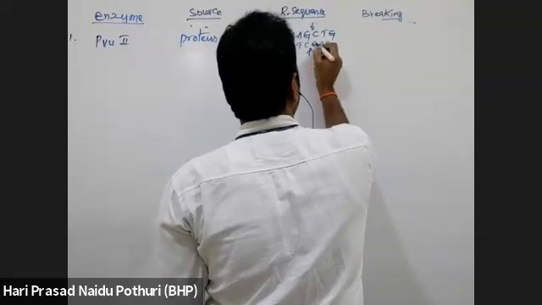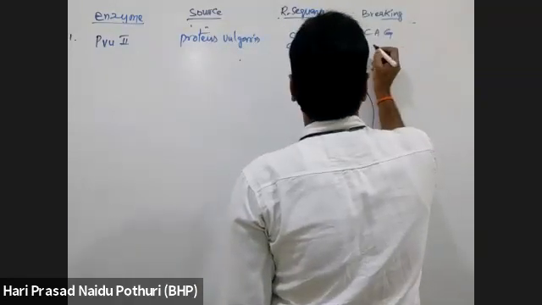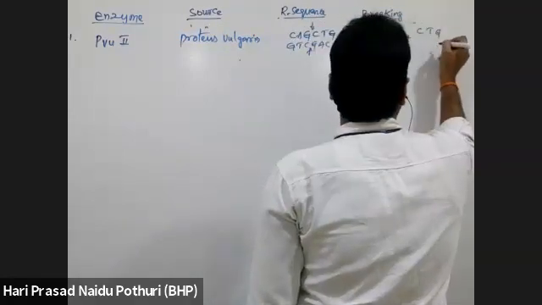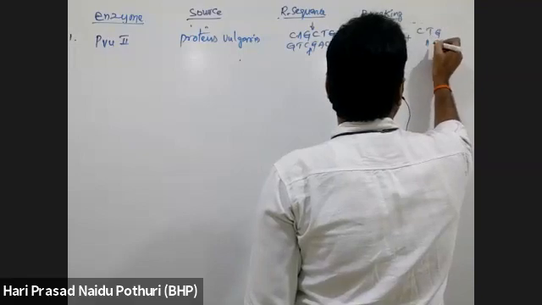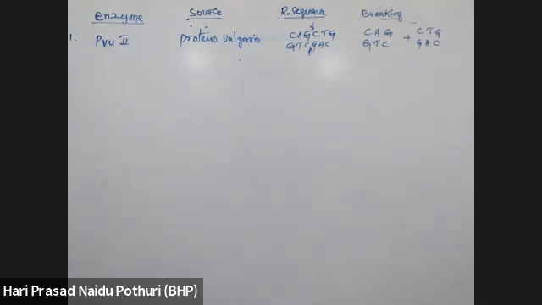CAG. So bond is broken down like this. This is one fragment. Another fragment is forming like this. 2 fragments are possible, but the 2 fragments have blunt ends or even ends. Even cuts are present on that.